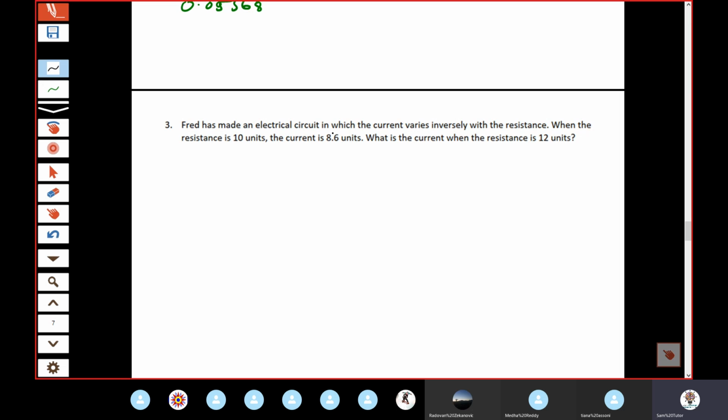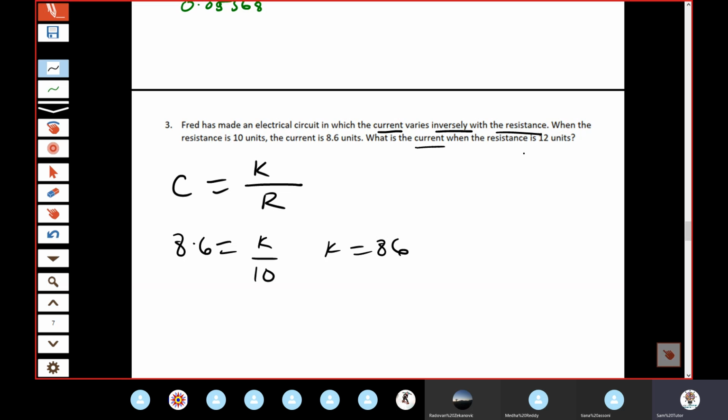Fred has made an electrical circuit in which the current varies inversely with the resistance. So it's not directly. So this time it's C equals K on R. It doesn't say cubed, it doesn't say squared, it just says it varies inversely with resistance. And then of course you go and substitute, your resistance is 10, current is 8.6, you'll get your K. Once you've got that, what is the current when resistance is 12? Current is 86 on 12.